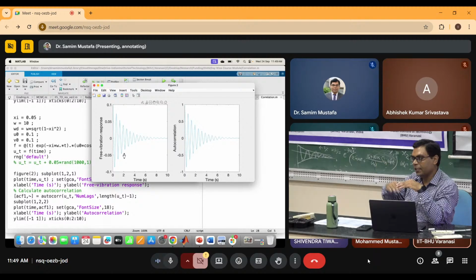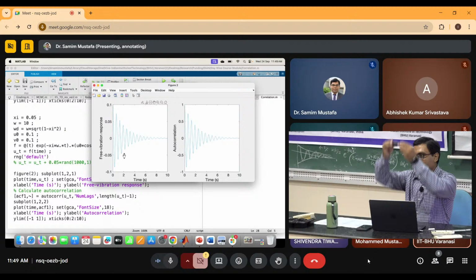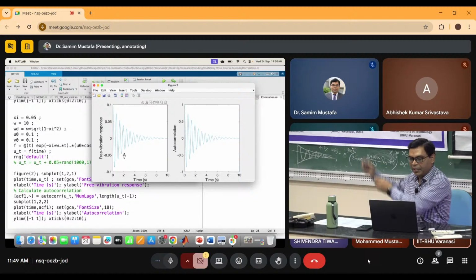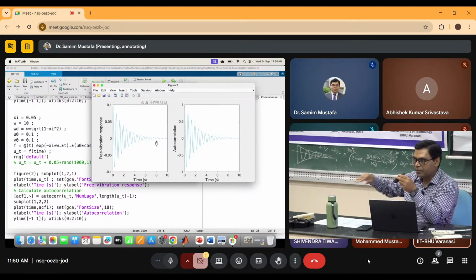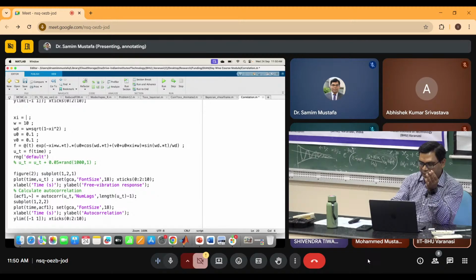They are interlinked. First it will go like this. See the vibration: when there is vibration about the mean, it fluctuates like this, like this, like this. You see, about the mean it first fluctuates, then dampens out because of the damping. If I remove damping now, it will not dampen out. For example, if I make this 0, then what will happen?